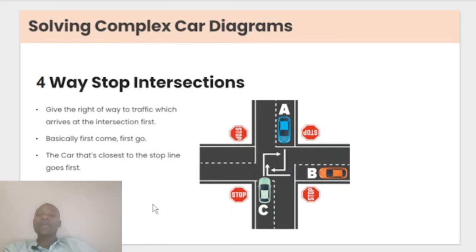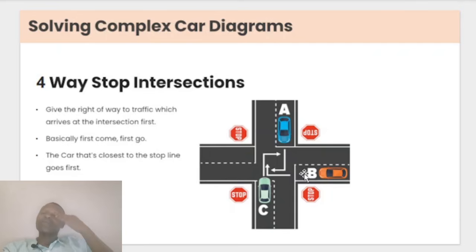So what do you do at a 4-way intersection? Write this down: give the right of way to traffic which arrives at the intersection first. So it's simply first come, first go. First come, first go when you talk about a 4-way stop intersection.